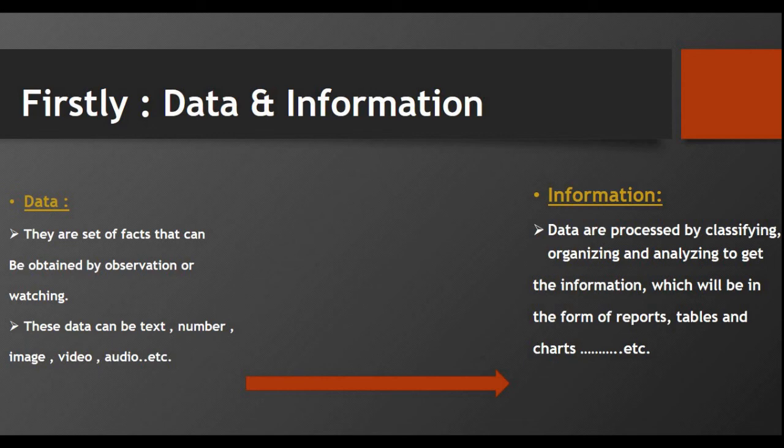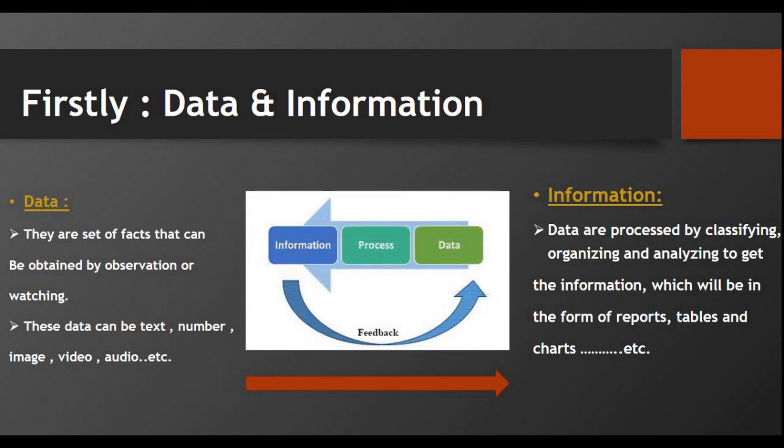But here we have one very important question. Which one depends on the other? I mean, do you think information depends on data or data depends on information? On this diagram, you can understand that information is the result of data processing. So we can say that information depends on data. We have three stages. First one is data or input data, second one is processing for this data, and last one is information or the output result.